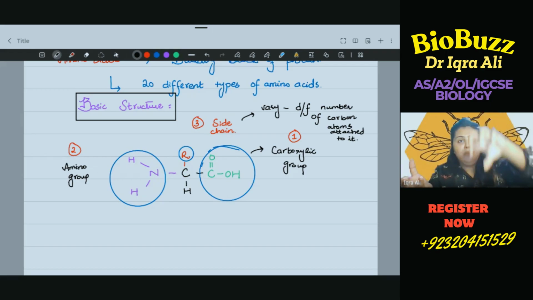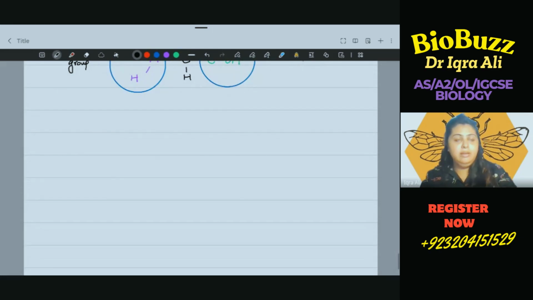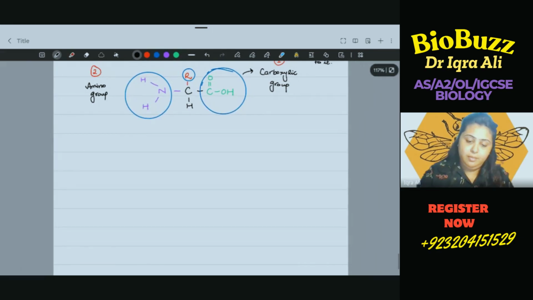Then we have the R group, which should be perpendicular to the carboxylic group. Now the next, let's see how many different types of R group can change the amino acids. So we have the first amino acid. Is it clear? The basic structure of amino acid. Is it clear to all of you?